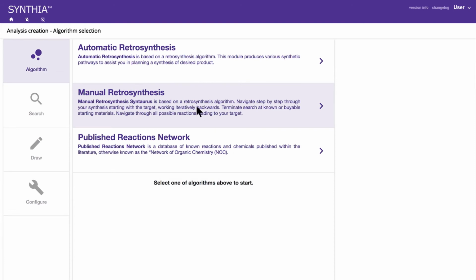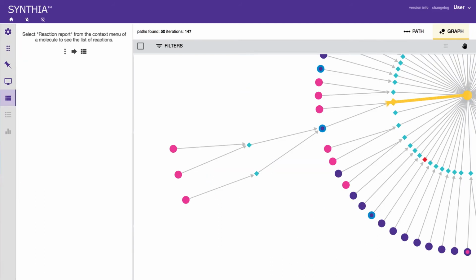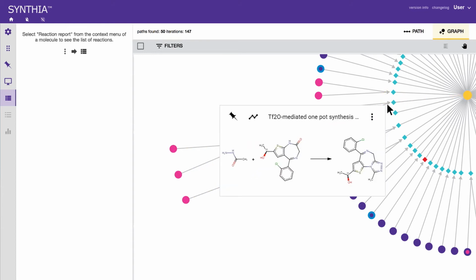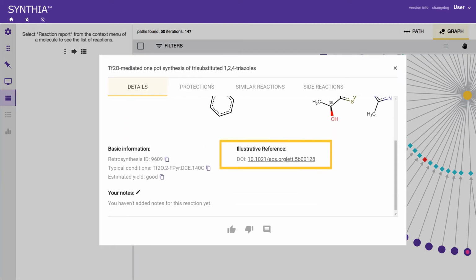Or utilize a more hands-on approach with manual retrosynthesis mode, which gives you the freedom to navigate through each retrosynthetic possibility. Design synthesis pathways step by step, starting with your target and moving iteratively backward based on your synthetic preferences. In either mode, each proposed reaction includes details on the typical reaction conditions and illustrative references.